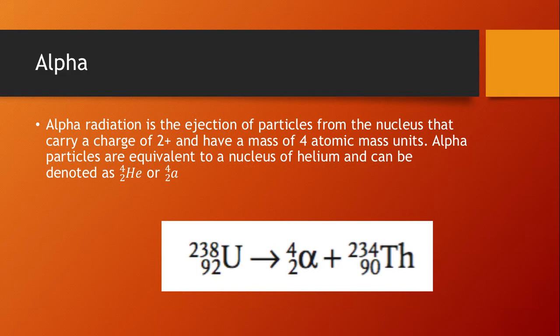So here we have an example where a uranium-238 atom is unstable and it will decay into a new element, thorium, and it will lose this alpha particle.